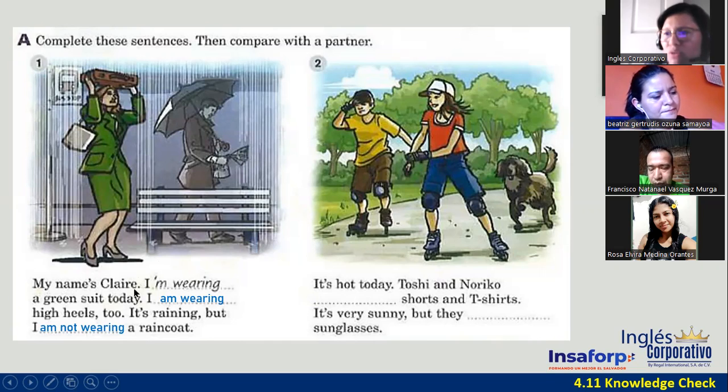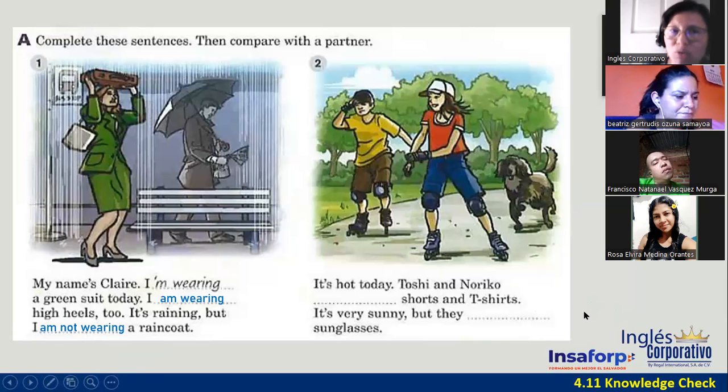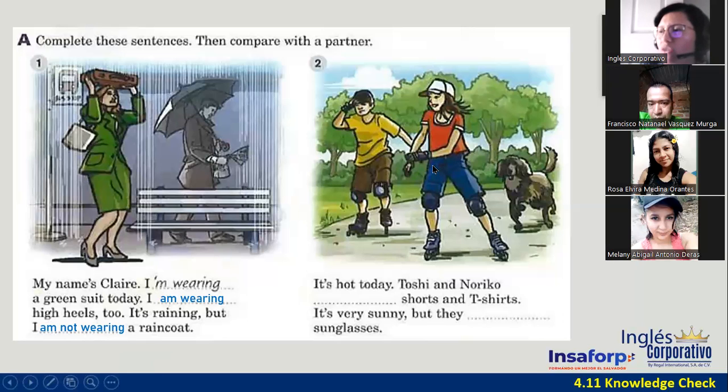Very good. Entonces, esa es la forma en la que vamos rellenando. Vamos a decir si estoy vistiendo o no estoy vistiendo, o ellos están vistiendo o ellos no están vistiendo, ¿verdad? Esa ropa. So, let's take a look at the picture too. Ok. We have Toshi and Noriko, right? Look at them. Veámoslos, okay? It says, it's hot today, right? It's hot today. Toshi and Noriko. Y luego dice shorts and t-shirts.